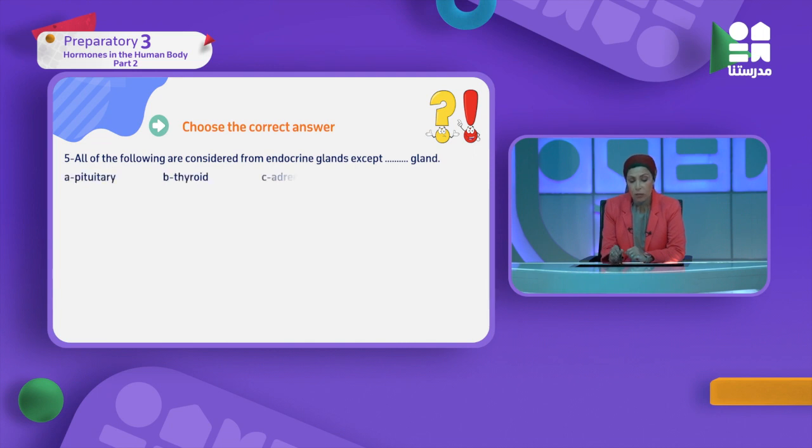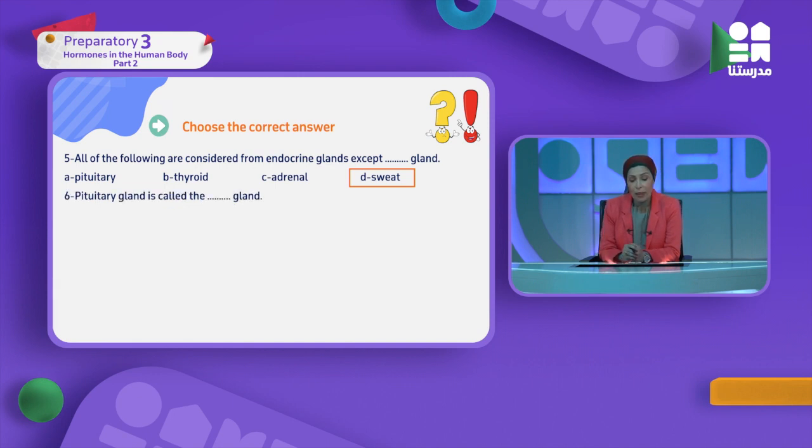All of the following are considered endocrine glands except which gland? He gives me here a group of glands, and says they are all considered endocrine except one. I know all the endocrine glands we took. Let's see. Pituitary is endocrine, thyroid is endocrine, adrenal is endocrine. What about sweat? Did we take sweat glands with us? Of course not, because sweat is not an endocrine gland, since it has ducts and secretes its secretion through ducts. So the answer is sweat, which is the only one that is not an endocrine gland.